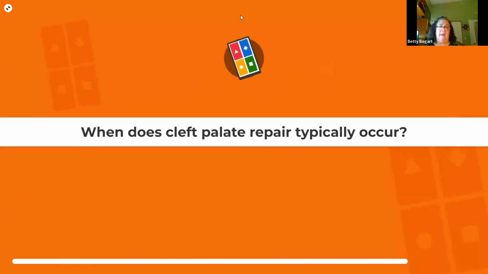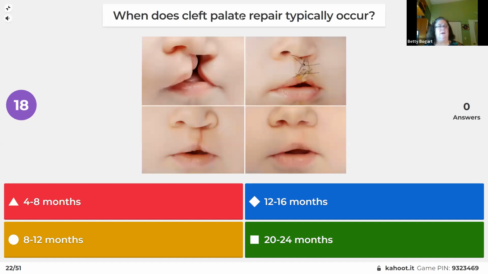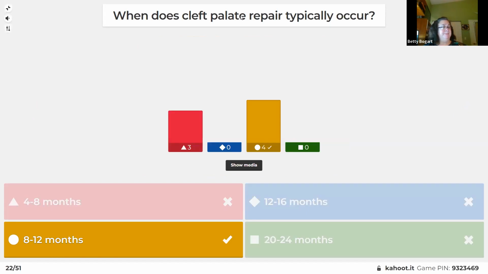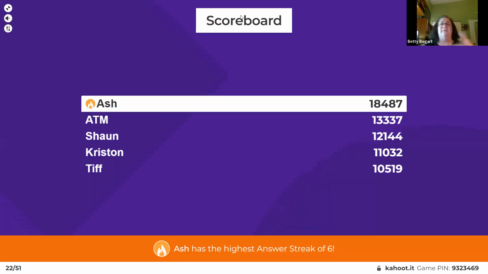When does cleft palate repair typically occur? And that's later, about 8 to 12 months. They have to repair the upper part of your mouth, like the roof of your mouth. And without that there, they tend to swallow and they can aspirate without their palate there. Goes up, comes out their nose.